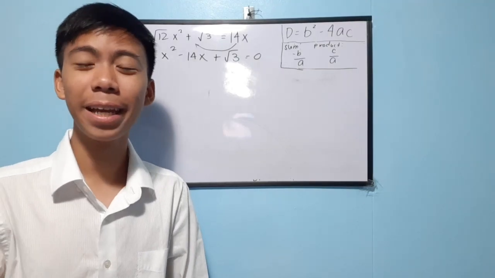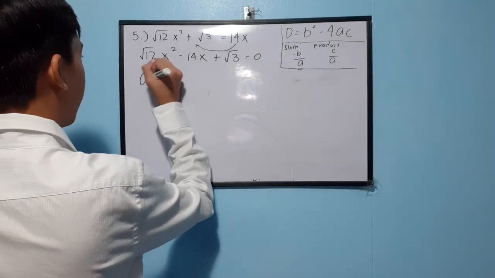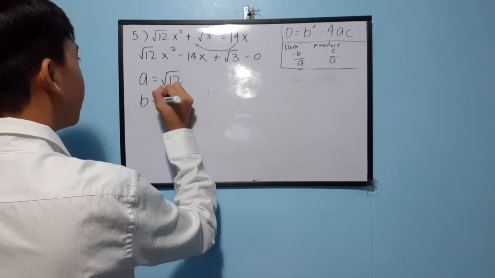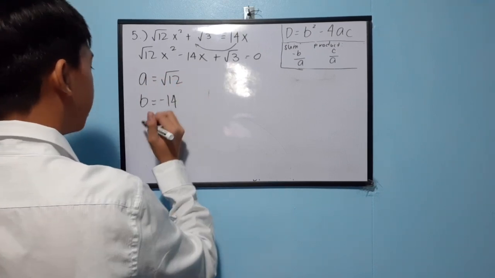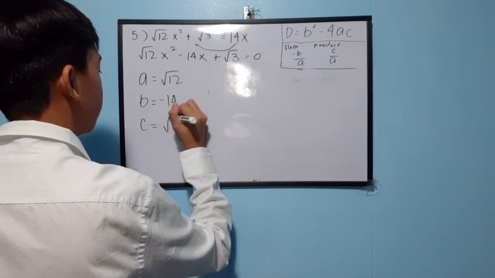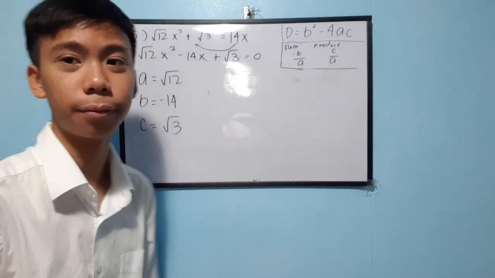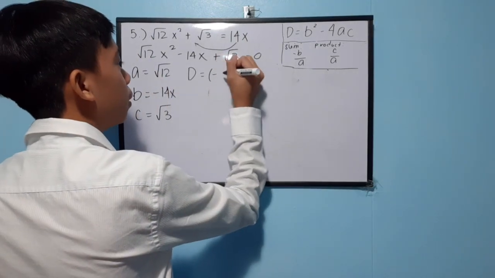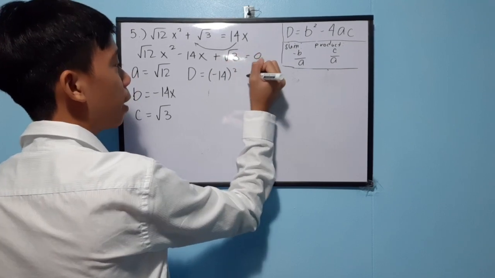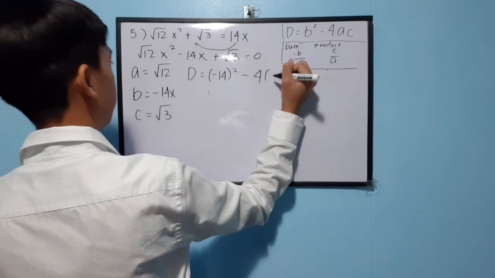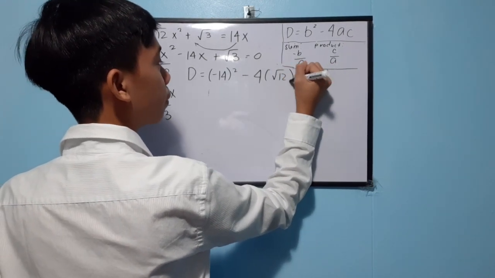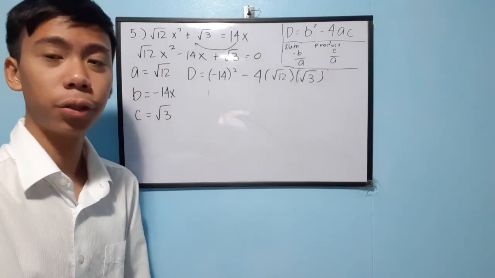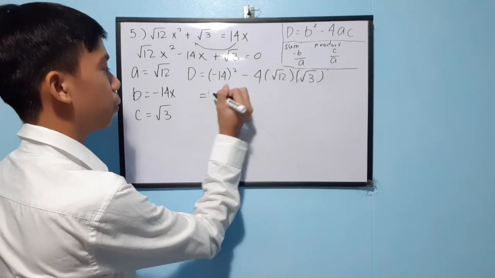Now we need to find the a, b, and c. A will be square root of 12. B will be negative 14. And c will be square root of 3. So now let's find the discriminant. So first, negative 14 squared minus 4 square root of 12 times square root of 3. So negative 14 squared is equal to 196.